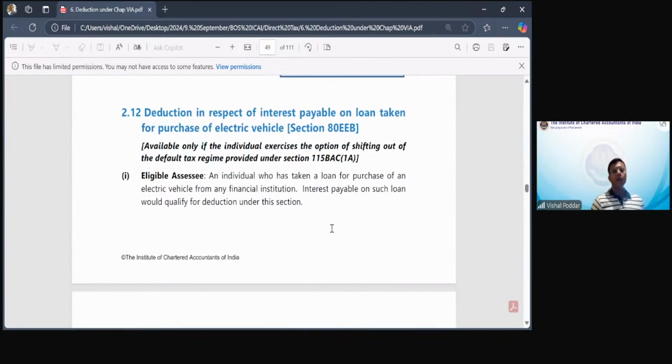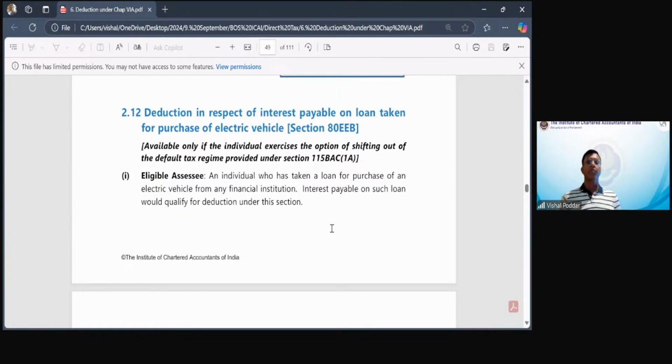Now, another section for interest is 80EEB. If you see, the entire E series is dealing with interest, because as you had C for savings, in the same fashion, you have E for interest. So the entire E series is for interest, where first E was for interest on education loan, then 80EE and 80EA are dealing with interest on housing loan. 80EEB is dealing with interest on electric vehicle purchase.